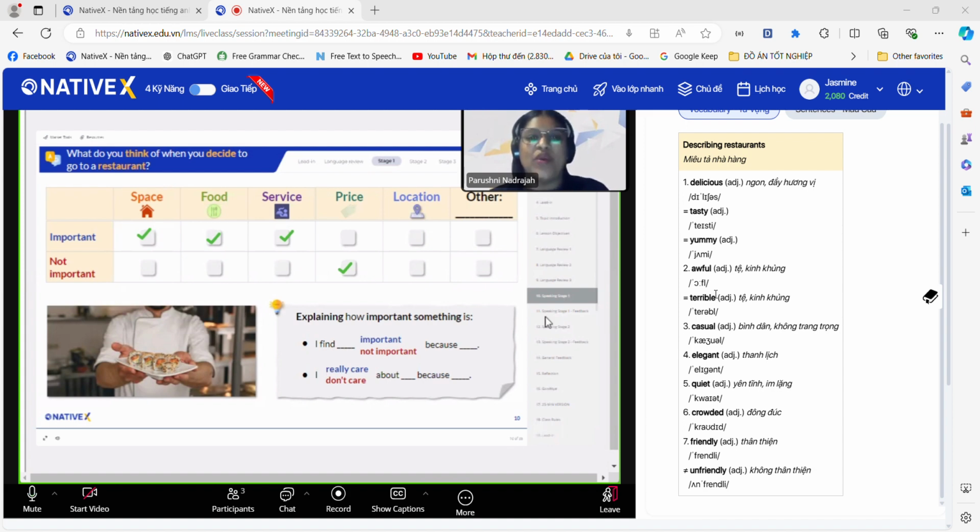Very good. What about location? Is it okay for you to travel far? Is it important or not important? I really don't care about location because it's fine for me to travel far.